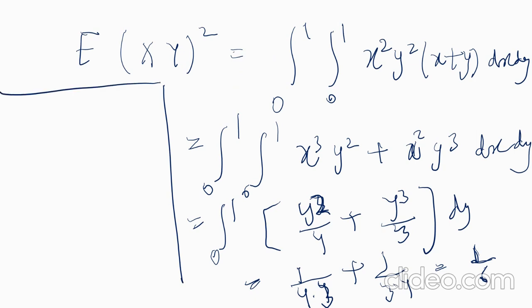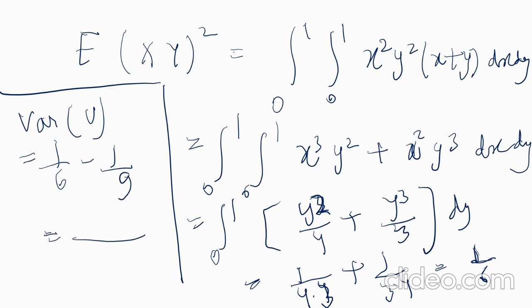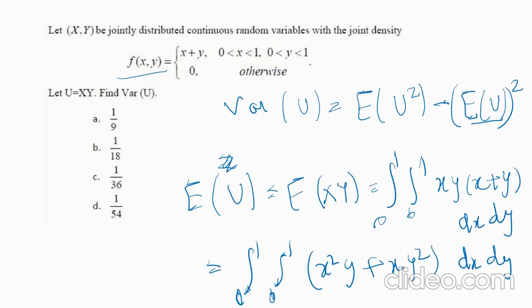So now the variance of U will be equal to 1 by 6 minus (1 by 3) square, which is 9. So now we can take it as 18, and then it will be 3 minus 1 by 20. So this one is this.